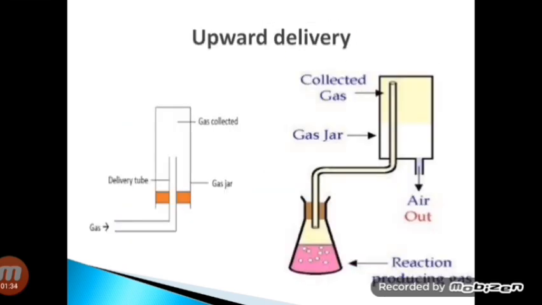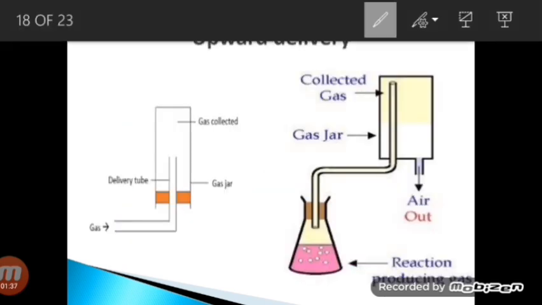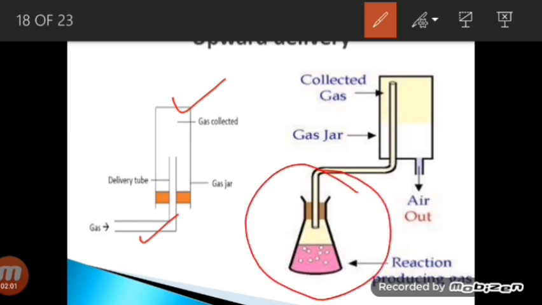Next one is upward delivery. Upward delivery again has a gas jar along with one delivery tube, but remember the gas jar would be inverted over here. Always remember, in case of upward delivery, the gas jar will be inverted. Why will it be inverted? Because the gases which are collected by upward delivery will always be less dense than air, so that's why they'll go up. And here you can see this delivery tube is connected with a container. The gas will be produced due to the reaction of any kind of reactant inside this container, and it will go up in this delivery tube, and the gases will be collected at the top of the gas jar, which is inverted.